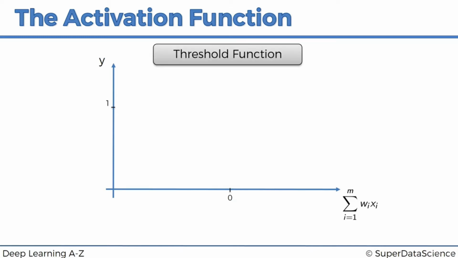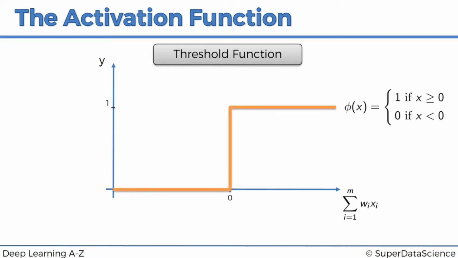So here is the threshold function. This is what it looks like. So on the x-axis, you have the weighted sum of inputs. On the y-axis, you have just the values from 0 to 1. And basically, the threshold function is a very simple type of function where if the value is less than 0, then the threshold function passes on 0. If the value is more than 0 or equal to 0, then the threshold function passes on a 1.